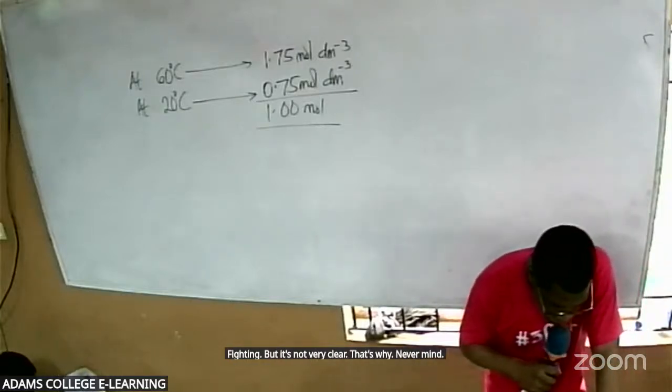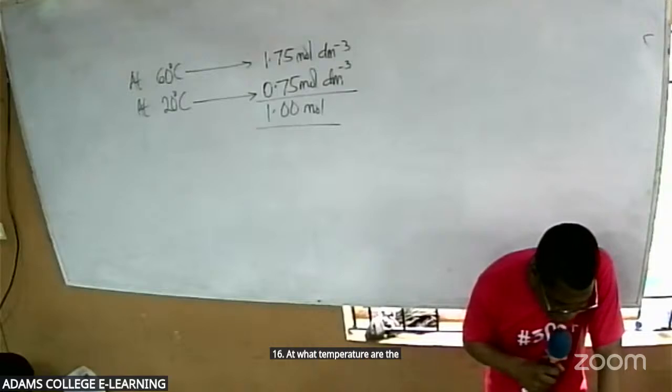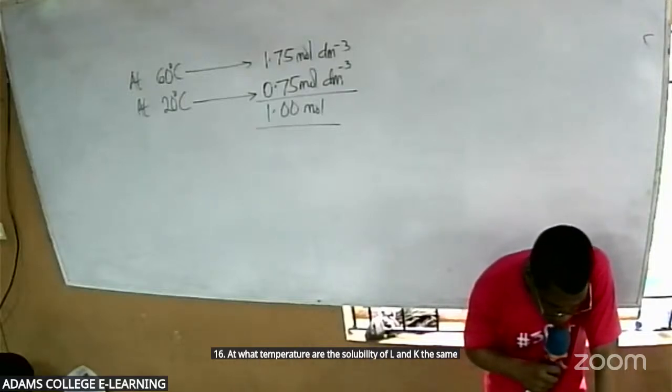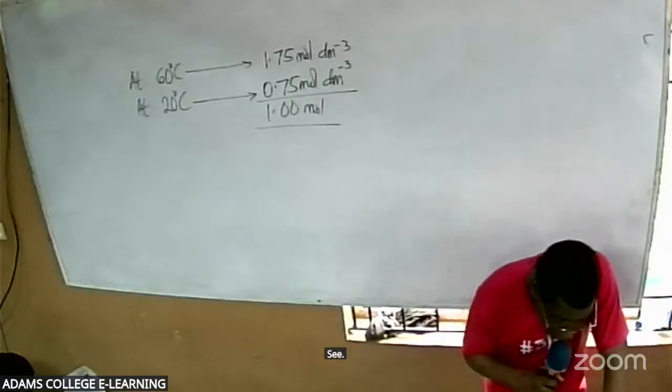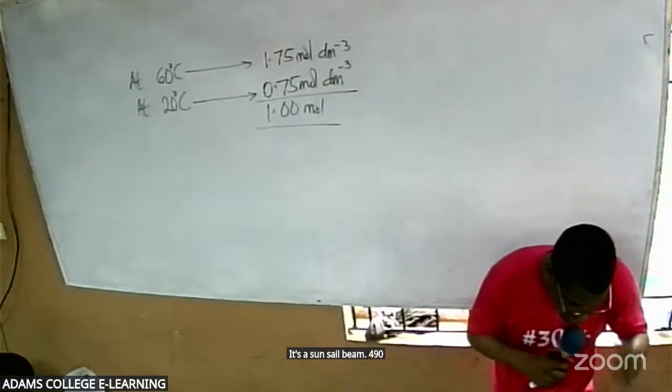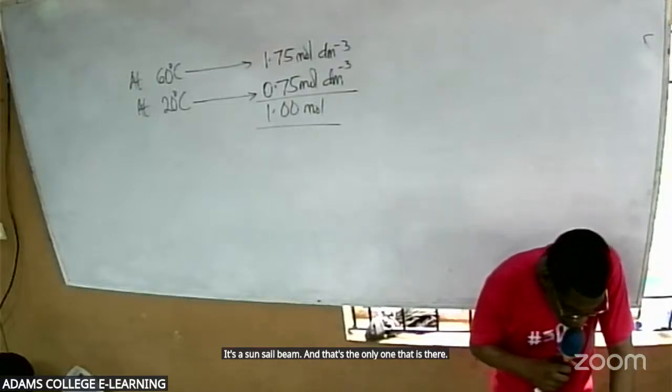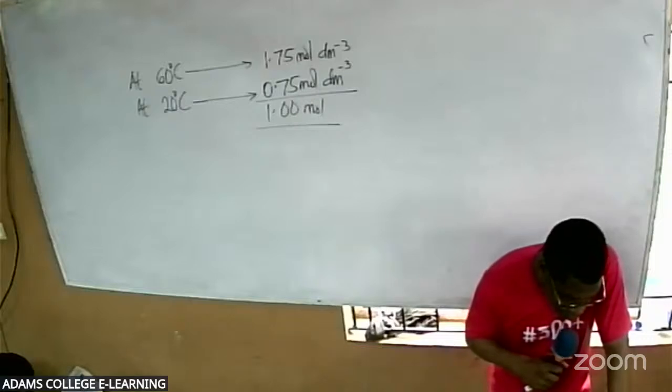16. At what temperature are the solubilities of L and K the same? It's 490, and that's the only one that is there. So, see another one we go miss.